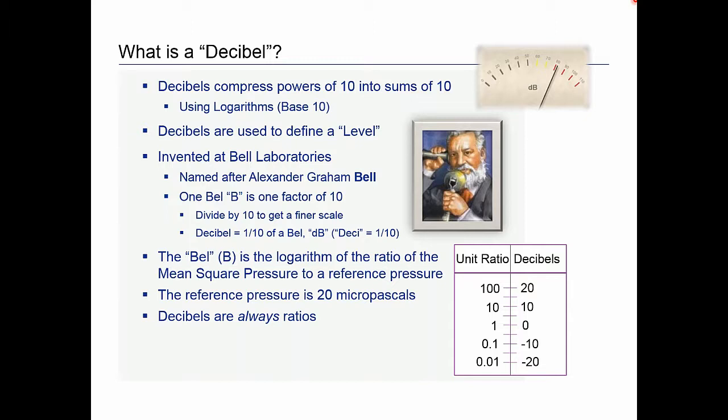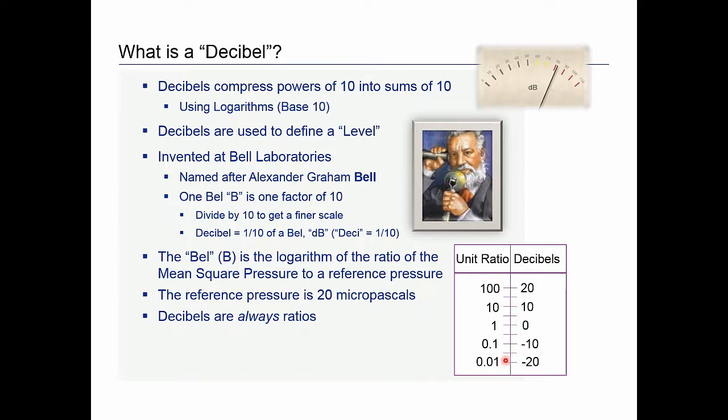So there's the formal definition of it. You can take that home. The reference pressure for sound in air is 20 micropascals. That's basically the lowest possible sound that a normal human can hear. But what's important to note is that decibels are always ratios. It's a ratio of something to something else. So it doesn't stand on its own like gallons or pounds.